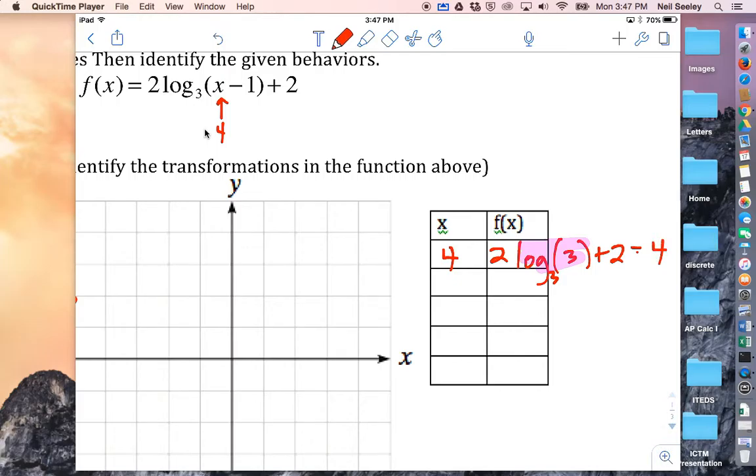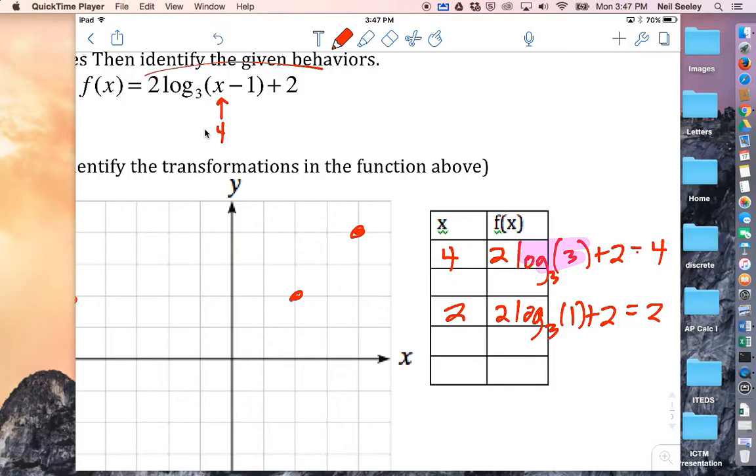And again, just pick a couple more that make your life easy. Instead of 9, I pick 10, for instance. But if you think about putting in 10 as your x, you're getting pretty far off the chart. So maybe I'll take that back. Maybe I'll try something else. Remember, taking the log of 1 is a good one. If I put x equals 2, I actually end up doing log base 3 of 1, which I know is 0. And I add 2 to that, and I get 2. So I can put the point (2, 2). (2, 2), (4, 4). Good points.